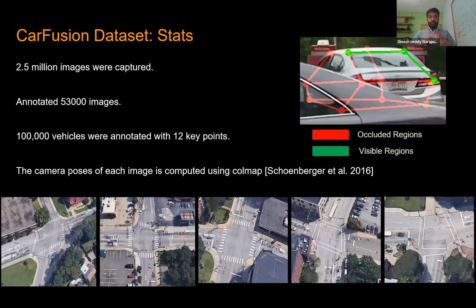So we captured a total of 2.5 million images, and we annotated 53,000 images out of it with both the occluded and the visible regions, as you can see on the top right. So the occluded regions are annotated as red, and the visible regions are annotated as green. So this way we are able to even distinguish which is occluded and which is not, which is very useful later on in different pipelines. And for all of this, we have done camera pose estimation, so you can do 3D reconstruction and other things automatically.